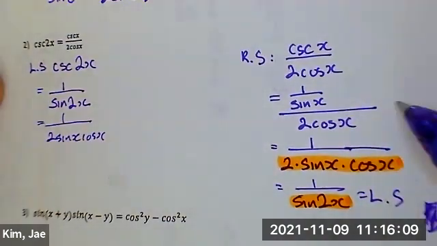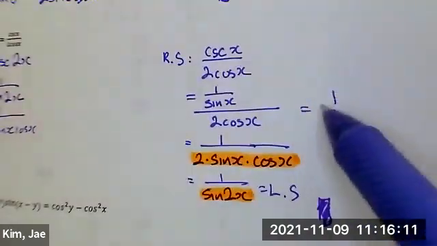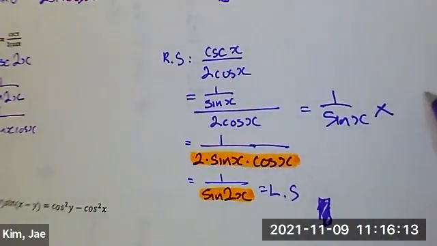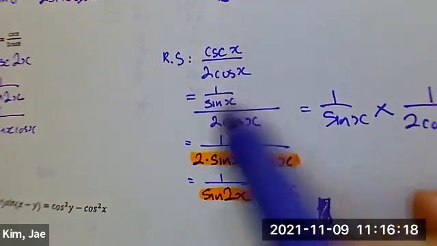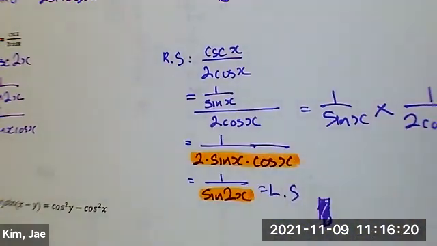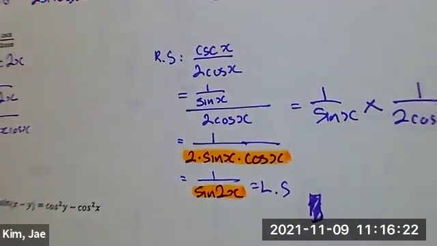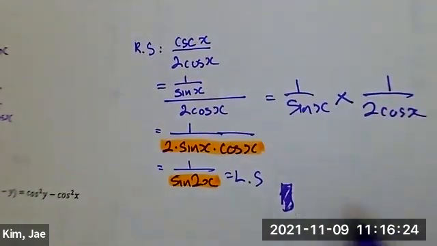No, I just made this equal to 1 over sine x times 1 over 2 cos x, because 1 over sine x divided by this is the same as 1 over sine x multiplied by the reciprocal. Yeah, so the denominator is now 2 sine cos.